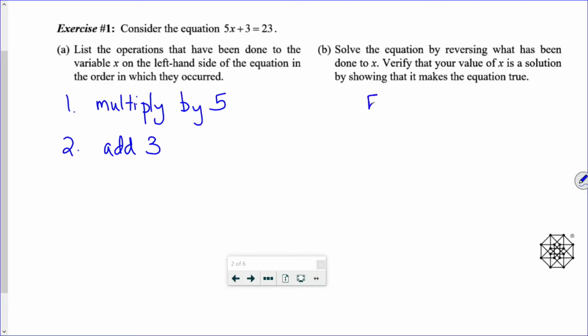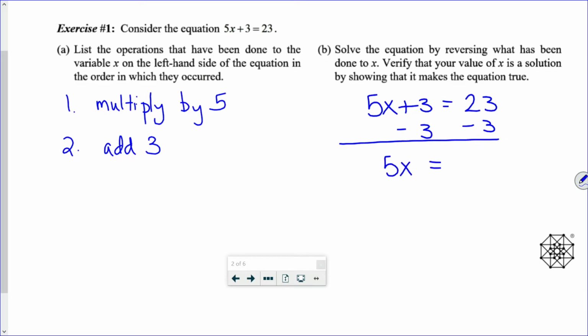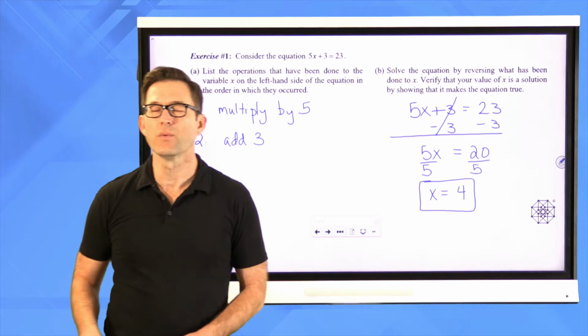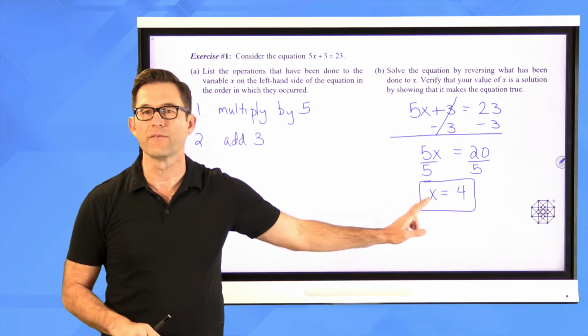We've got 5x plus 3 equals 23. The first thing I'm going to do is undo the addition of 3 by subtracting 3 from both sides. Of course, 3 minus 3 is 0, and 23 minus 3 is 20. We can then divide by 5 on both sides. 5 divided by 5 is 1, but we typically don't write 1x, we just write x, and then 20 divided by 5 is 4. So we take off our shoes, we take off our socks, and we get our foot all by itself.